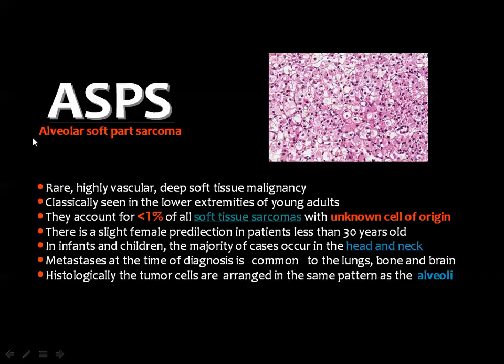The tumor derives its name from the fact that histologically the tumor cells are arranged in the same pattern as the alveoli. Hence, it's called alveolar soft part sarcoma. It is one of the rare sarcomas that can occur anywhere in the body, but commonly they affect the head and the neck, especially in infants and children. They can give metastasis at the time of the diagnosis to the lung, the bone, and the brain.